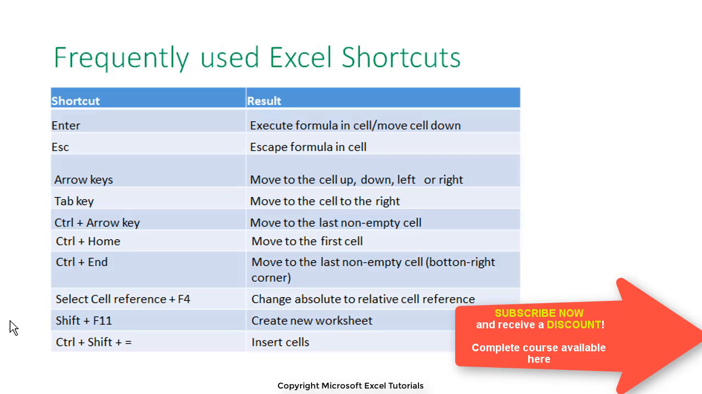If you press Shift and F11, you will create a new worksheet within your workbook. If you press Ctrl, Shift and the equal to sign, you can insert a new cell, a new column or a new row.